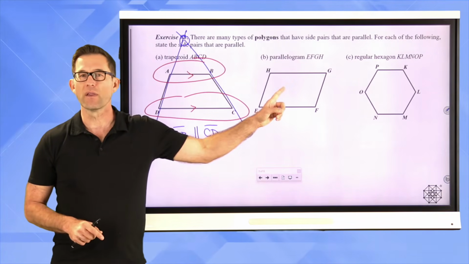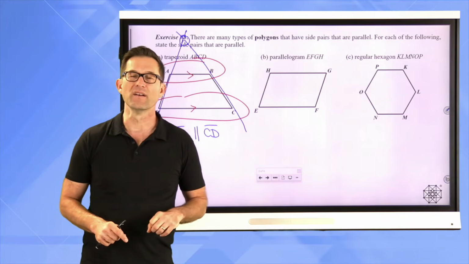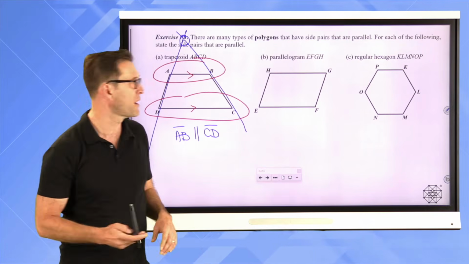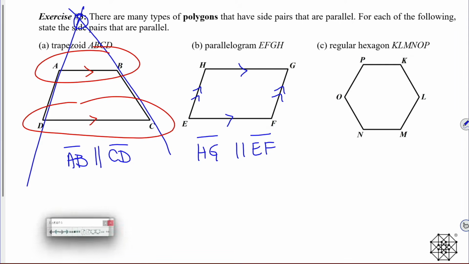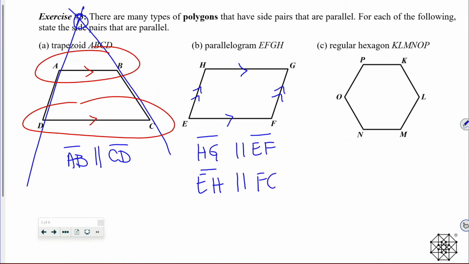Now, if we look at this parallelogram, parallelograms are awesome because opposite sides are always parallel. In other words, HG is parallel to EF and HE is parallel to GF. I can write that like HG is parallel to EF and EH is parallel to FG.